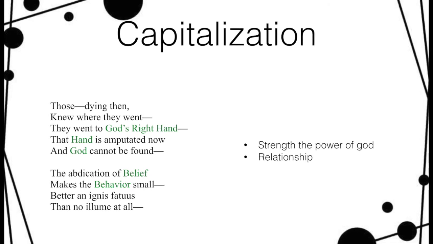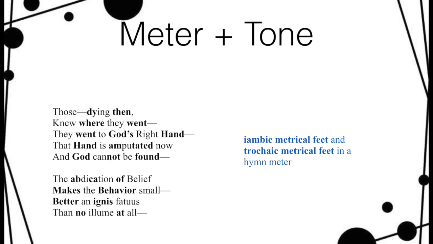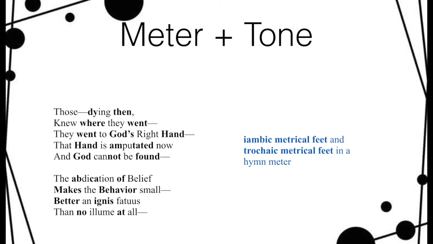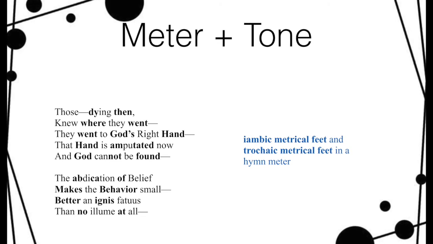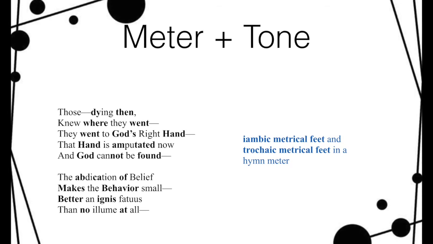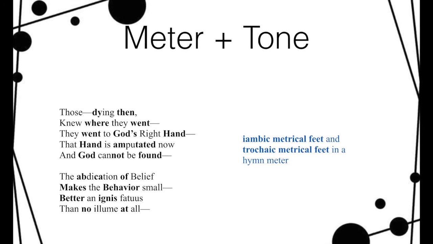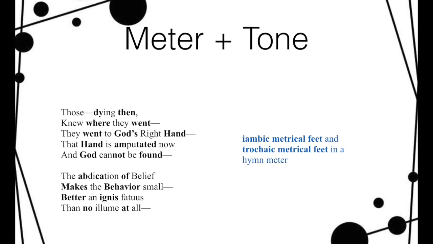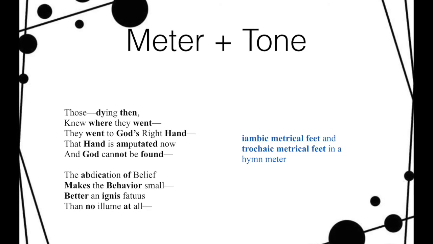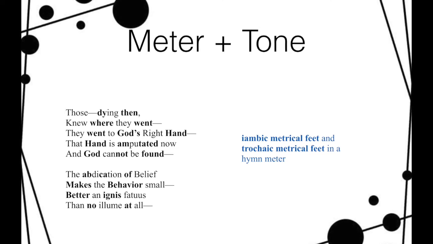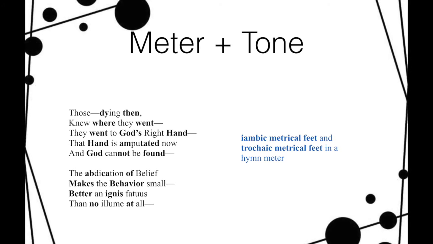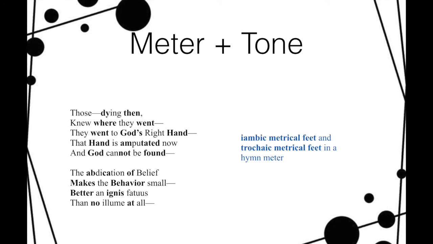And also, talking about the meter and tone of this poem, this poem actually uses iambic metrical feet and trochaic metrical feet. Iambic metrical feet is unstressed, stressed, and trochaic metrical feet is actually the opposite. It's stressed, unstressed. Iambic metrical feet provides a rhythmical, steady, unfluctuating quality to the poem, and it helps Emily Dickinson establish a serious tone to explain the loss of beliefs and death.